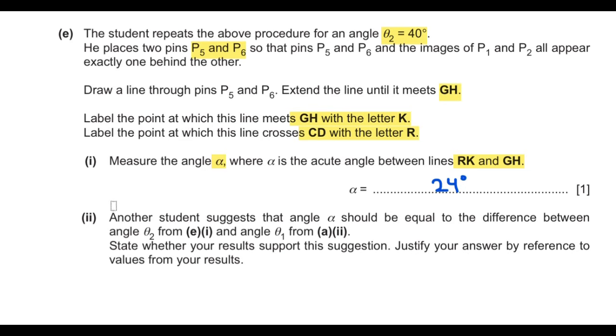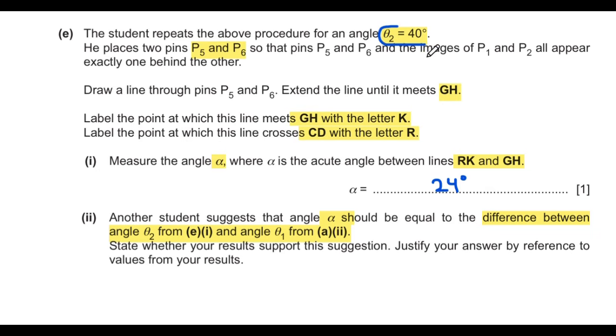Second part says, another student suggests that angle alpha should be equal to the difference between the angle theta 2 from E part 1 and angle theta 1 from A part 2. State whether your results support this suggestion. Justify your answer by reference to the values from your results.